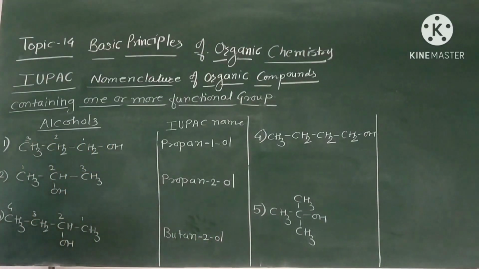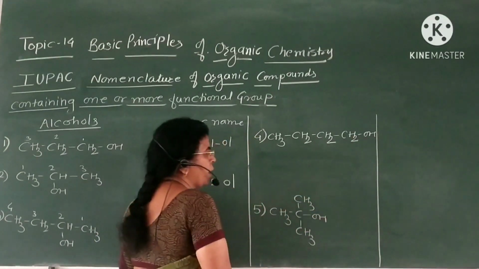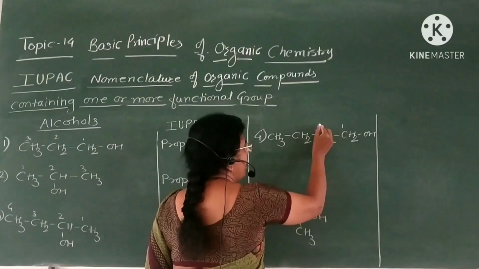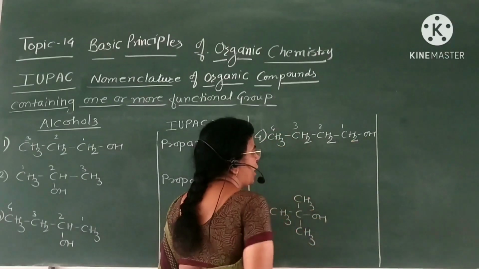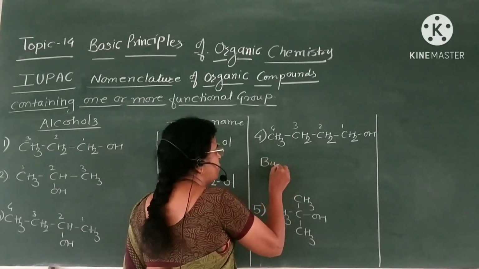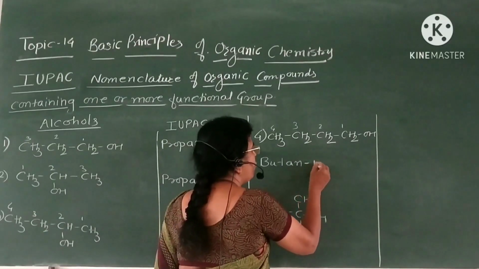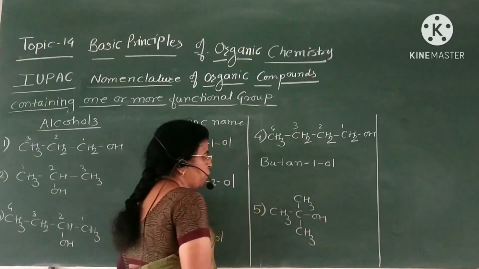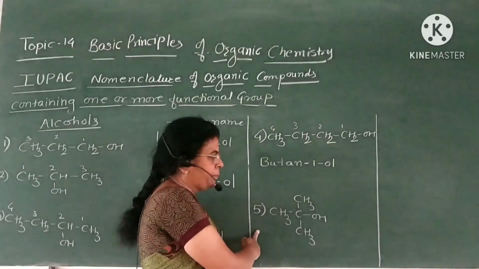Now the fourth example, CH3CH2CH2OH. Here there are 4 carbon atoms, 1, 2, 3 and 4. At the 1 position there is a hydroxy group. There are 4 carbon atoms, therefore the parent alkane becomes butane. And replace the E from butane by 1-ol. This 1 suggests the position of the hydroxy group. That is, it is attached to number 1 carbon atom. Now the last example.